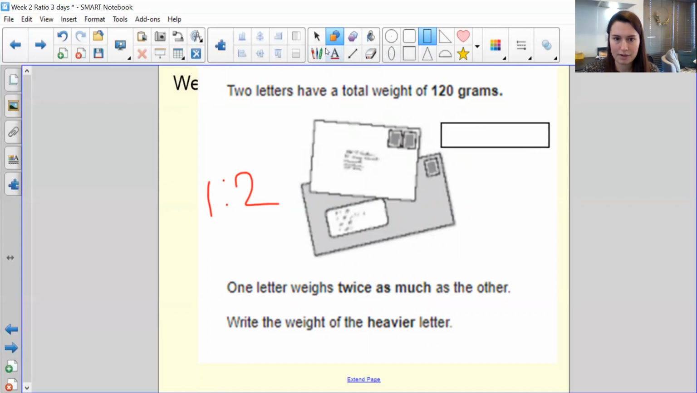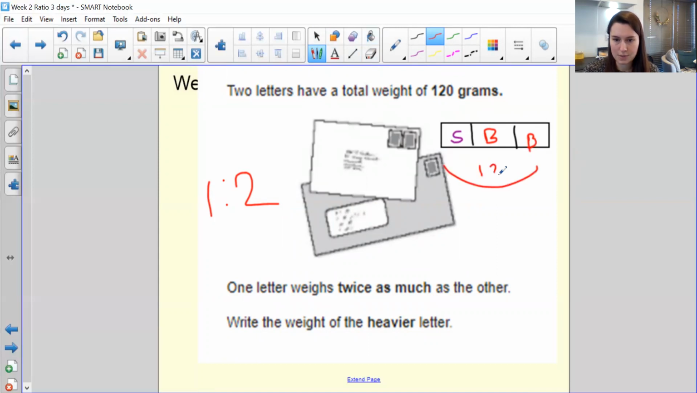Okay, so let me draw my bar. It's got 3 sections to it because it's one ratio for the one part for the small letter. We call that small. And the bigger letter is 2 times as big. There we are. Altogether, they're 120, so I need to divide by 3, which gives me 40 in each part. They're equal, and therefore the weight of the heavier letter is 80 grams.